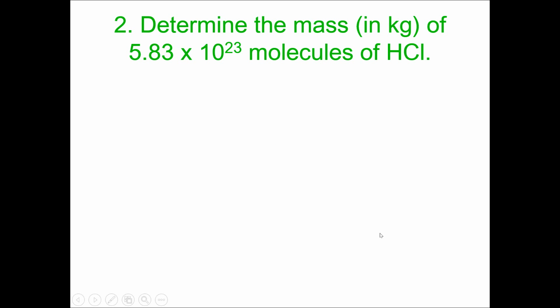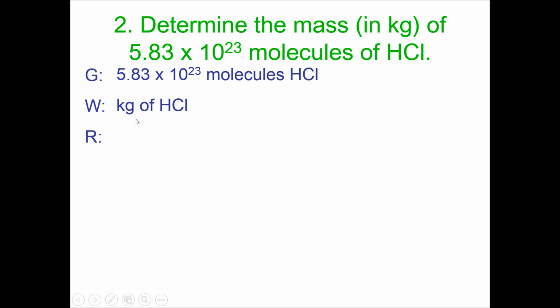For the second example, we're determining the mass in kilograms. This is a little red flag here, so make sure that you realize we're going to calculate kilograms in this problem of 5.83 times 10 to the 23rd molecules of HCl. Our given is 5.83 times 10 to the 23rd molecules of HCl. We want the mass, but make sure you know it's in kilograms, and now we come up with our ratios.